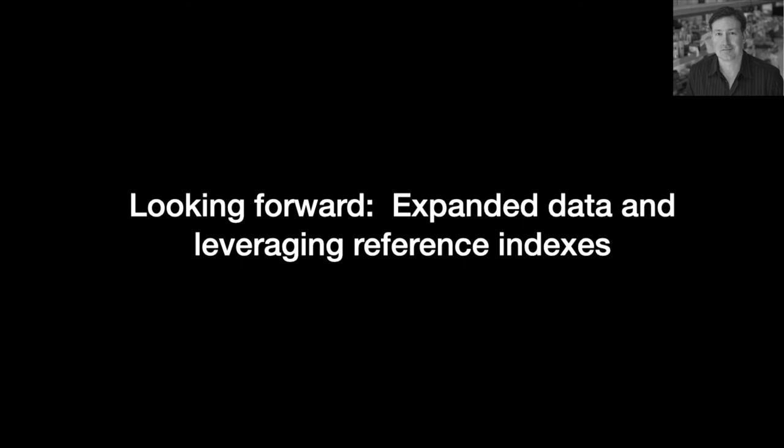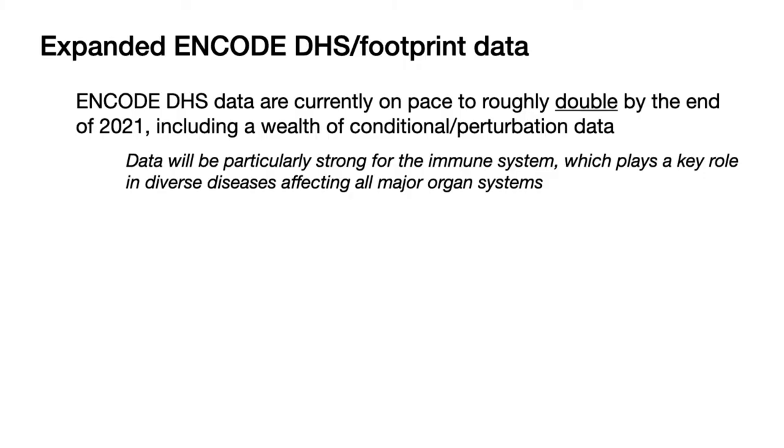So I want to take a brief look forward and talk about expanded data and also leveraging the power of reference indexes. ENCODE data are ever expanding, but now almost exponentially so, in the sense that we are currently on pace to roughly double the density of ENCODE DNase hypersensitivity data by the end of 2021, including a wealth of conditional and perturbation data which were previously missing. These data are going to be particularly strong for the immune system, which plays a very key role, as many of you know, in diverse diseases that affect virtually all major organ systems.